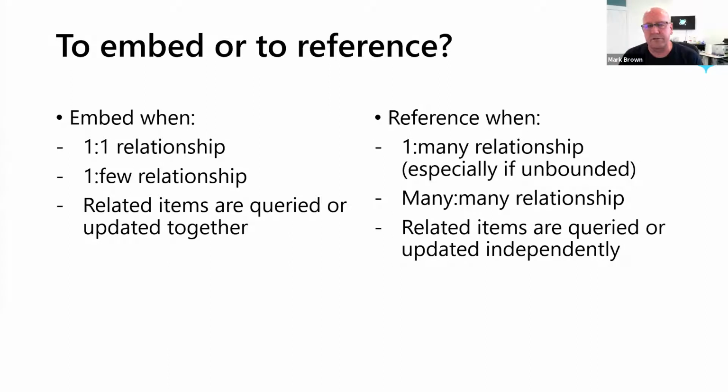Also, if there are many-to-many relationships, those are also times when you want to reference that data as separate rows, and then you query for it together. And then the last one is if the related items are either queried or updated independently. And there are two reasons for that. One, within Cosmos, but this is true with other NoSQL databases as well.